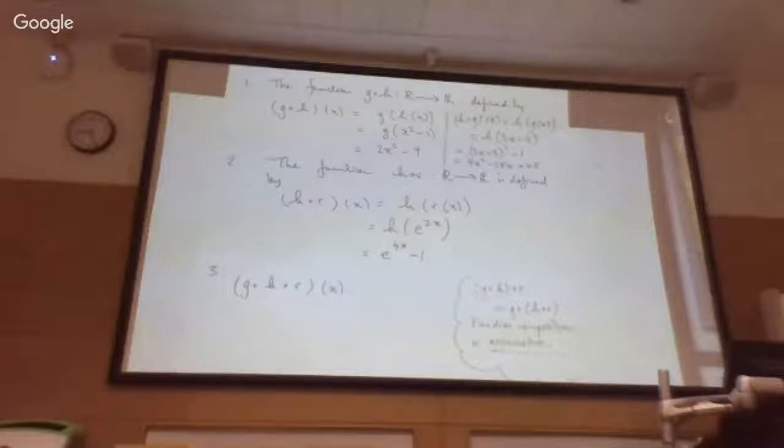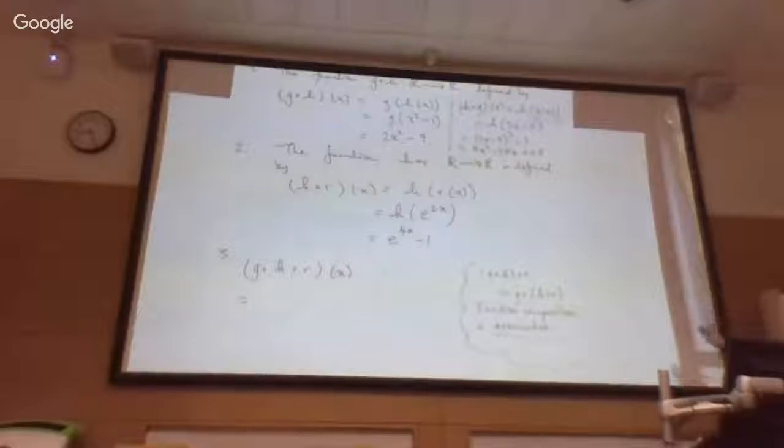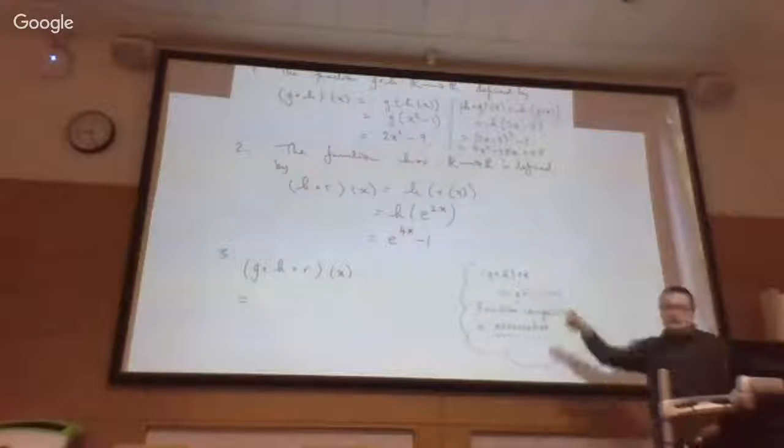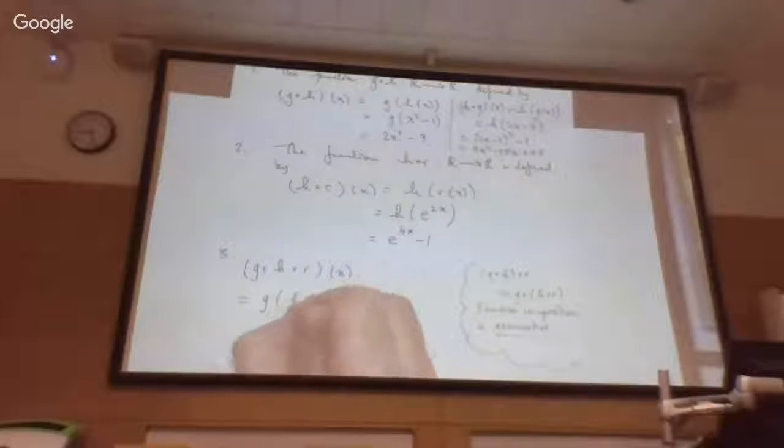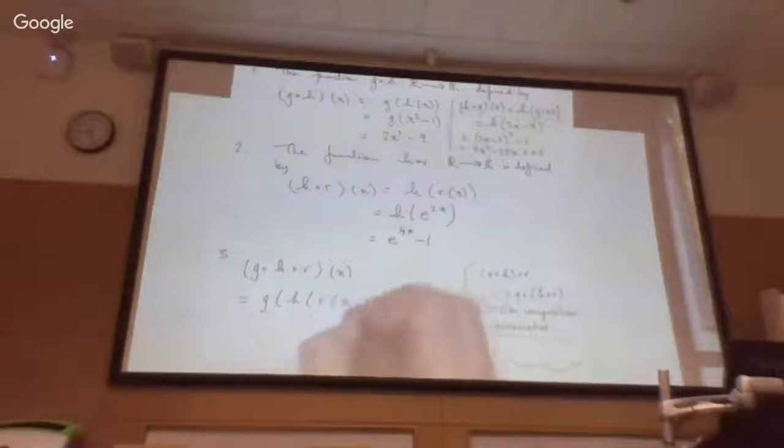Okay, I'm in the middle of trying to do this. Really the proof that function composition is associative is that whatever way you split it up, it ends up that the definition of this thing is simply g of h of r of x. I've opened three brackets, so I've got to close three brackets. Okay. G of h of r of x.